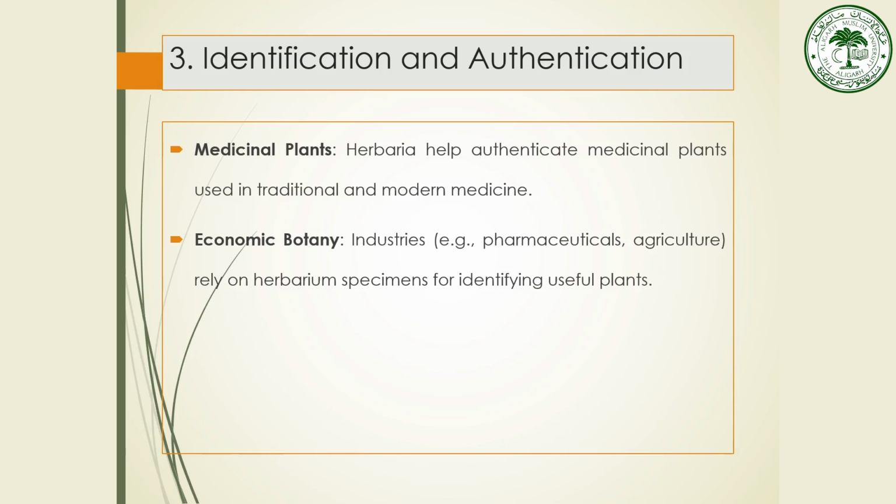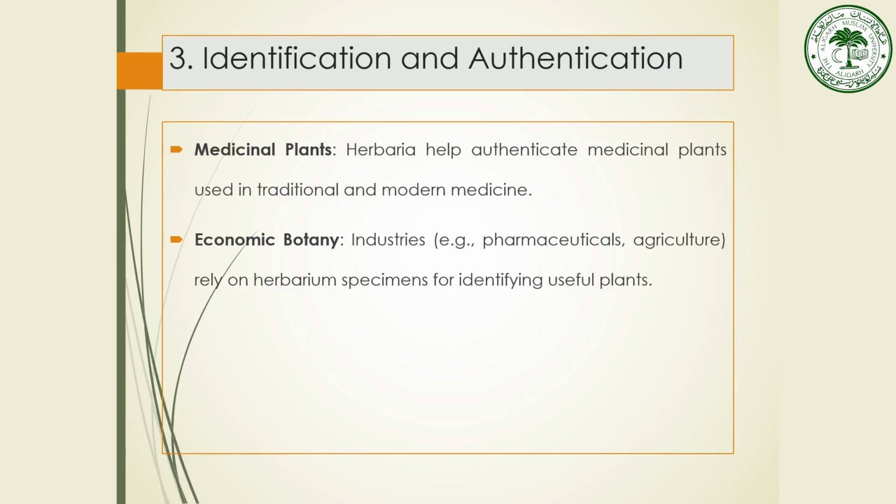The next most important part of the herbarium is identification and authentication, like medicinal plants. Herbaria help in the authentication of medicinal plants used in traditional and modern medicine. Many plants, as you have studied and will study in the families, may have the same characteristics. If you need a particular desired plant, you have to identify that plant specifically, because you cannot use another plant. So identification of the particular plant is very important for medicinal use.